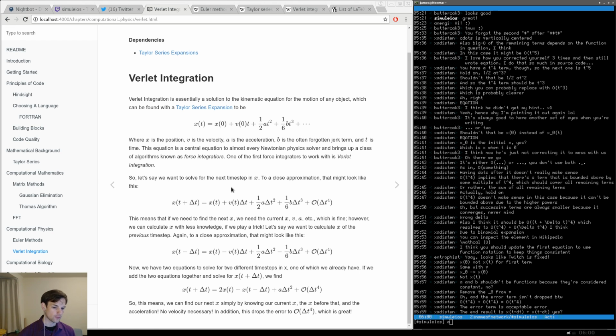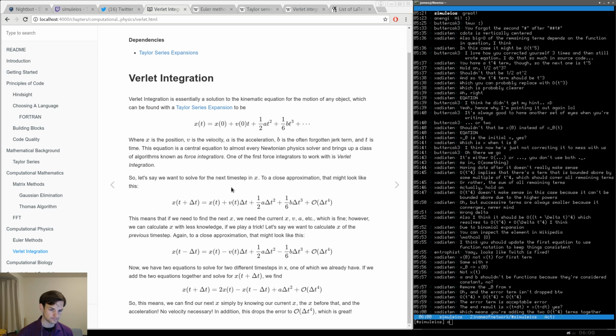Verlet integration essentially, which means... Wait, I'm confused. Are you saying down here? The error term definitely is not dropped. That's what I was saying. It drops the error to this, which is pretty good.